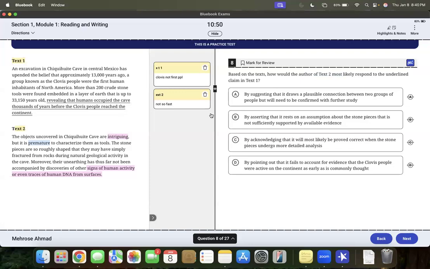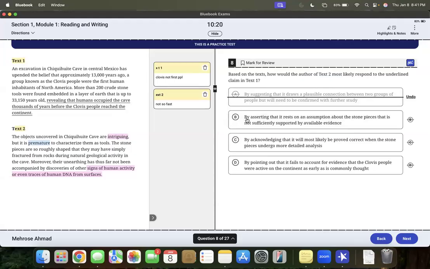So, based on what we know, let's go through the choices. A: "suggesting it draws a plausible connection between two groups of people will need to be confirmed." This is definitely wrong. We're not drawing connections between two groups of people in text two at all. The text two author doesn't care about the Clovis people versus the earliest people on Earth. Text two is just saying, I'm not even sure I believe this right now. Let's hold off. So they're not drawing any connection.